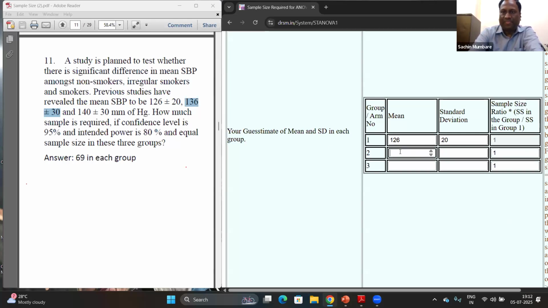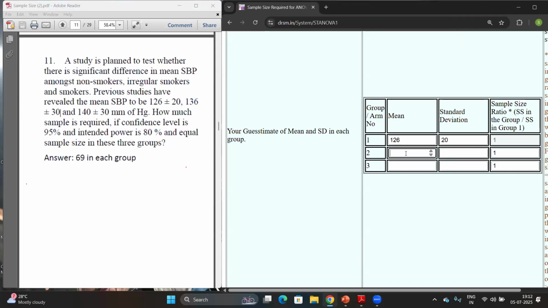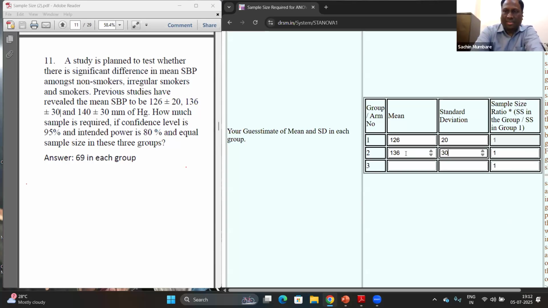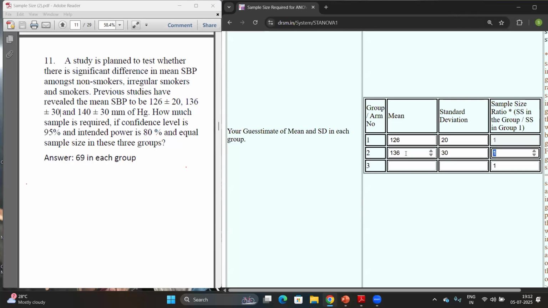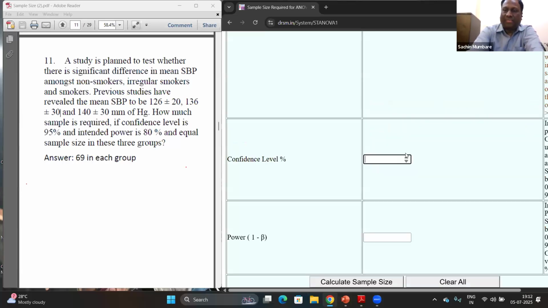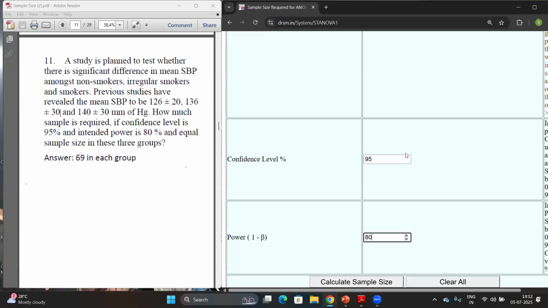So 126 plus minus 20. The next is how much? 136 plus minus 30. Then next is how much? 140 plus minus 40. Okay. Next is confidence level is 95. Power is 80.